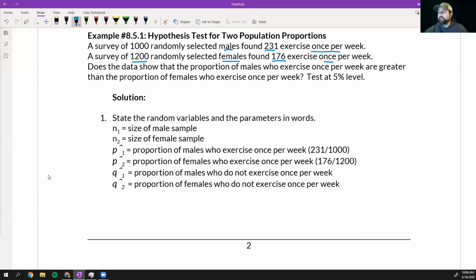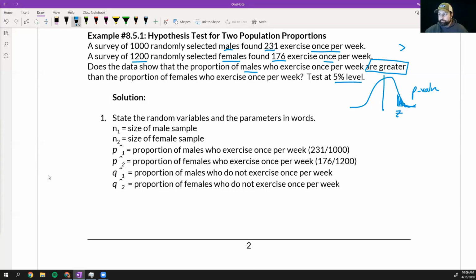Does the data show that the proportion of males who exercise is greater than the proportion of females? Greater means above, right? So when you see greater than, you're thinking, okay, we're going to find some z-score, and we need to find the p-value that is above that z-score. That should trigger in your brain when you see greater than. We want to test at the 5% level.